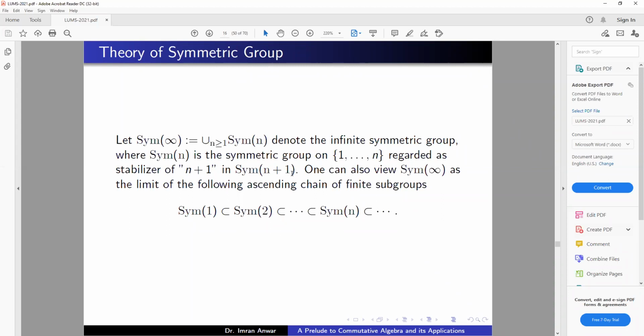That means you fix the place of n plus 1, and then you allow all kinds of permutation of the first n objects. So one can also view that.